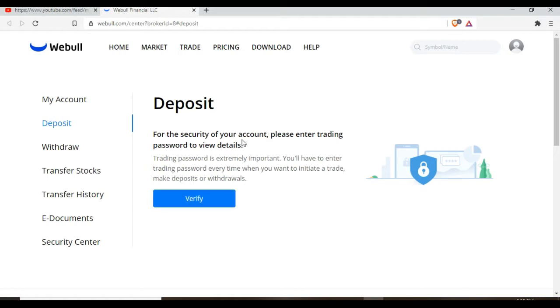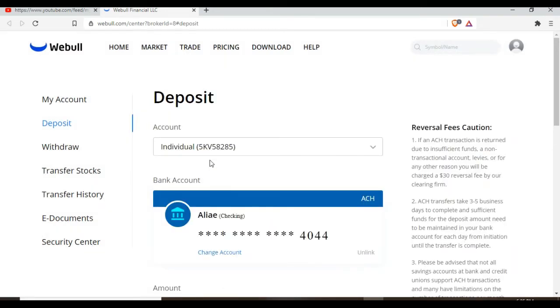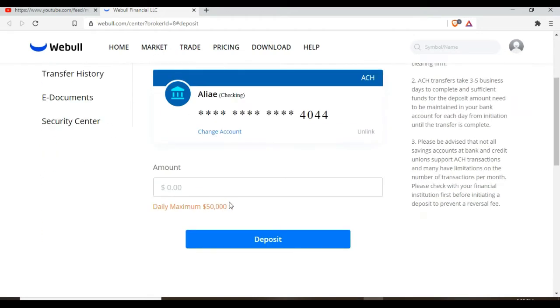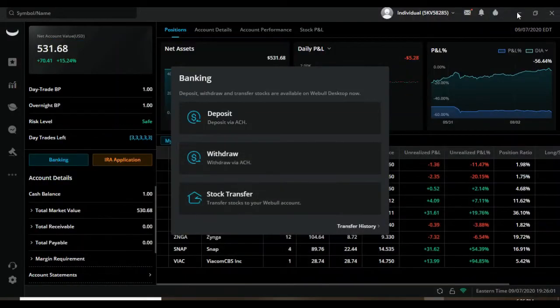Now, for the security of your account, it says please enter your trading password. So I will enter my trading password, and then all that important stuff, and then you will initiate the transfer there. Now, when you're doing a transfer, it can take approximately 3 to 5 business days, especially if it's your first ACH transfer.